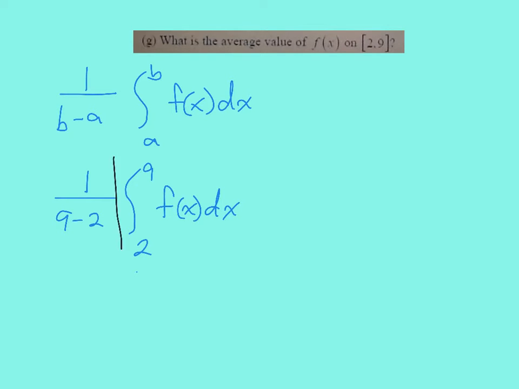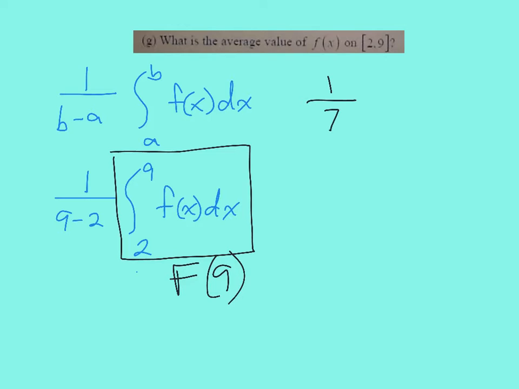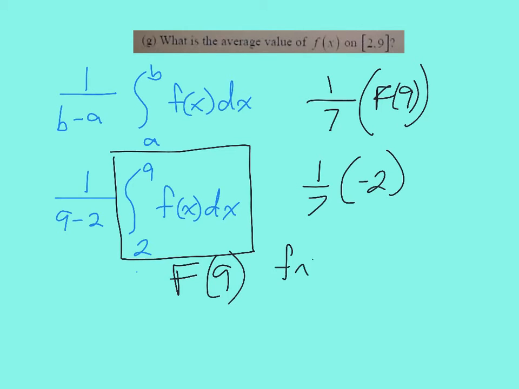Well, this part here is F of 9. We've done that earlier in the question. That was F of 9. That's how we found that in part A. So this whole thing now becomes 1 over 7 times F of 9. And F of 9 was negative 2. So our average value of f of x, so f of x average, was equal to negative 2 over 7. And we're all done with number 16.